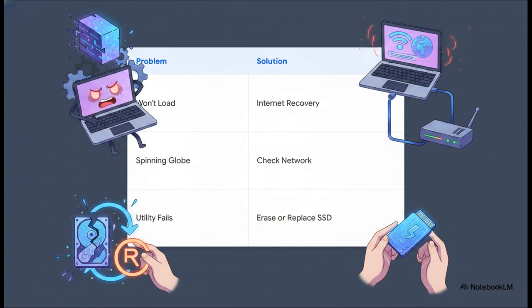Now, if you're stuck on that spinning globe forever, it's almost always a network issue. Try plugging directly into your router with an Ethernet cable or switching to a totally different Wi-Fi network. And if Disk Utility completely fails to repair your drive, well, unfortunately, that often points to severe corruption or physical SSD failure, which means a complete drive erase or hardware replacement.